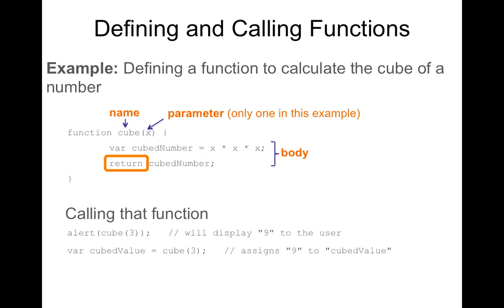Now, how do we call the function? Here's an example right here where we call the cube function with the value of 3, and we pass that result to the alert function so that it displays 9 to the user in an alert box. Another example, we can take the value returned by the cube function, cube of 3, and assign it using the equal statement to a new variable that we've just defined called cubed value, and that will assign the value of 9 to the variable.